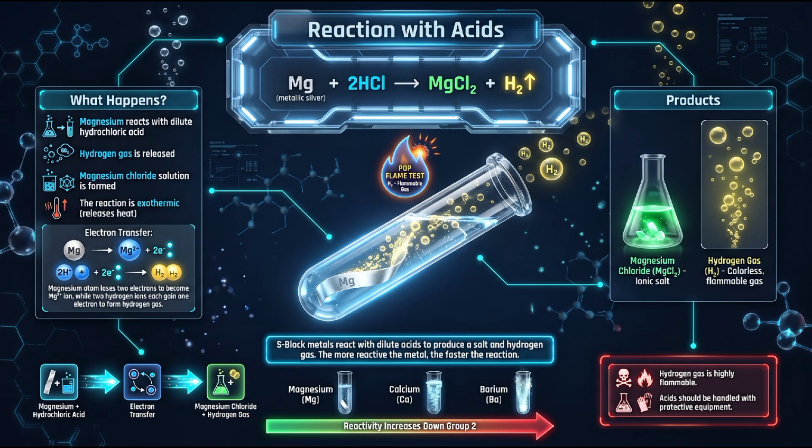It is also important to note that group 1 metals react with acids even more violently than group 2 metals. For example, sodium reacts extremely rapidly with hydrochloric acid, 2Na + 2HCl → 2NaCl + H2. Because sodium is more reactive than magnesium, this reaction is much more vigorous and can become dangerous if not carefully controlled.